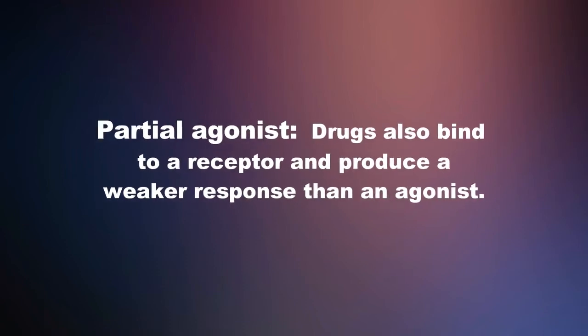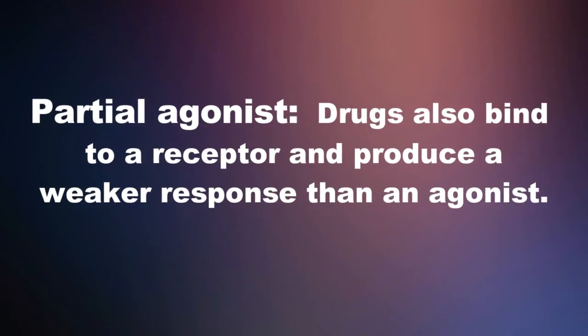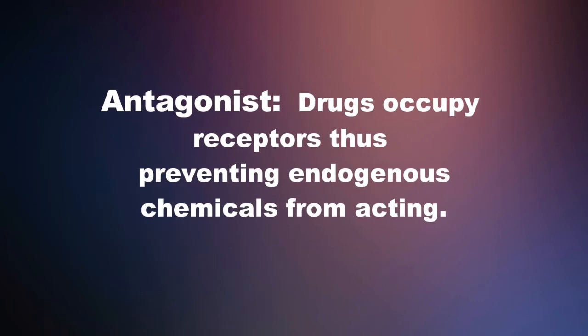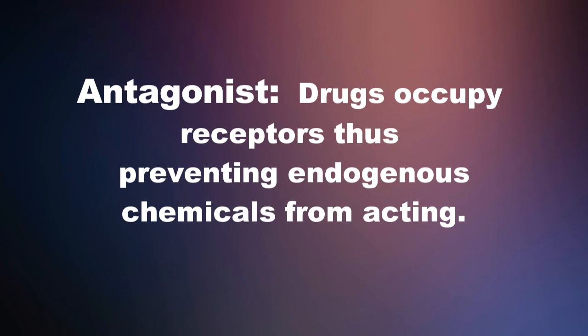Second, we have partial agonists. These drugs also bind to a receptor but produce a weaker response than an agonist. And then finally, we have antagonists. They occupy receptors, thus preventing endogenous chemicals from acting. They compete with agonists for receptors. Other antagonists inhibit the effects of agonists by changing pharmacokinetic factors. So for example, there are drugs that might slow the absorption of a drug. So that's as far as we're going to go into pharmacodynamics in this course.